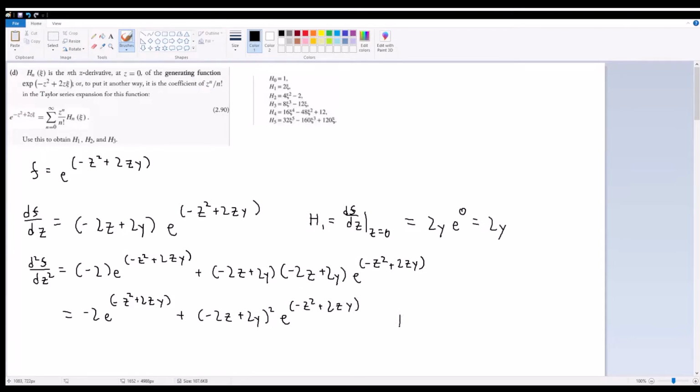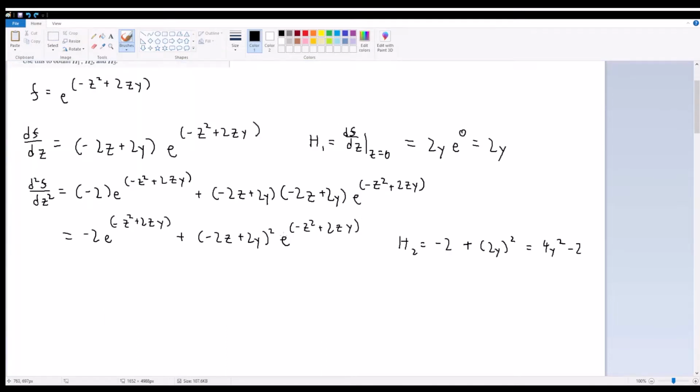And then H2 is going to be this with z evaluated at 0. So this is going to equal negative 2 times e to the 0, which is just 1, and then plus 2y squared times e to the 0. So this is just 4y squared minus 2, and that does indeed match H2 right here. Next, we take the third derivative of this.